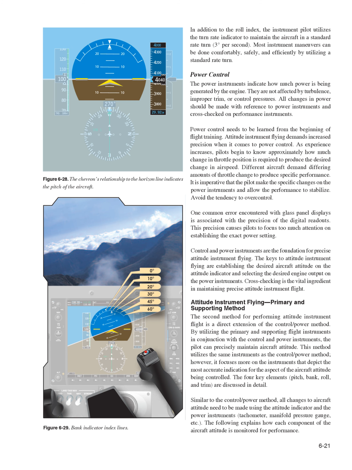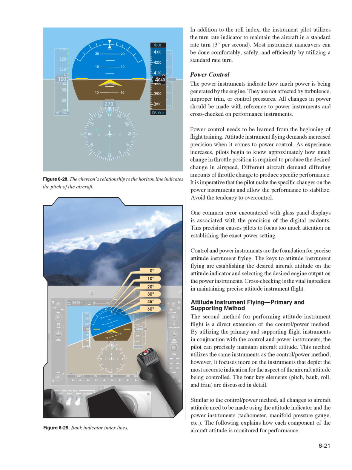Attitude instrument flying, primary and supporting method. The second method for performing attitude instrument flight is a direct extension of the control/power method. By utilizing the primary and supporting flight instruments in conjunction with the control and power instruments, the pilot can precisely maintain aircraft attitude. This method utilizes the same instruments as the control/power method, however, it focuses more on the instruments that depict the most accurate indication for the aspect of the aircraft attitude being controlled.